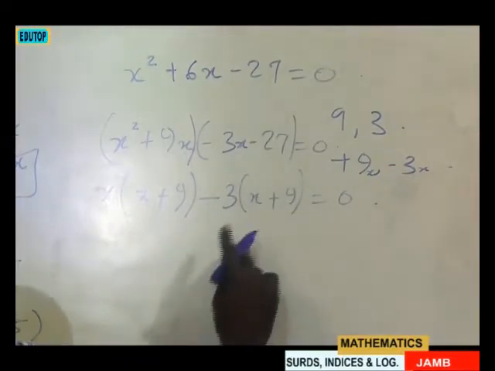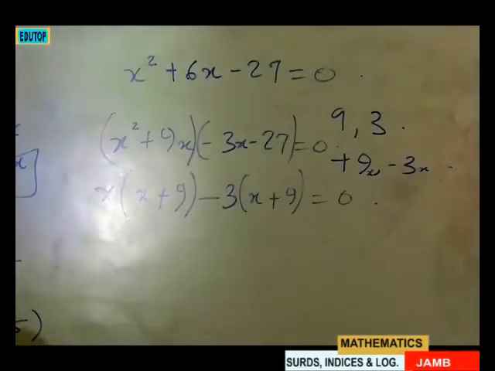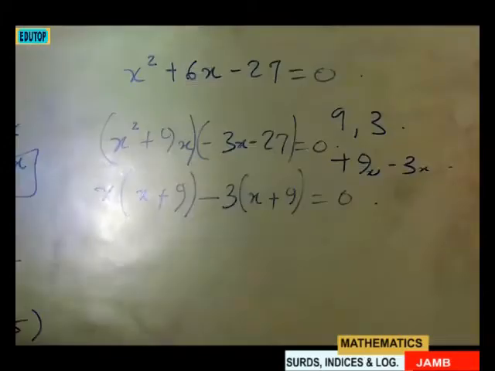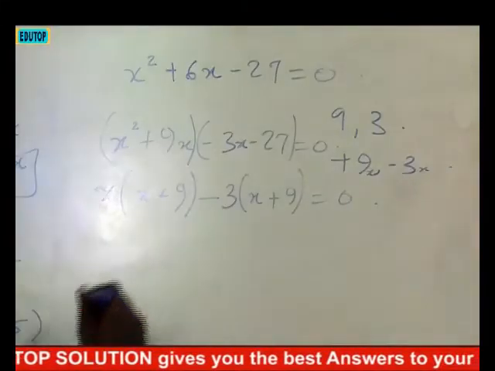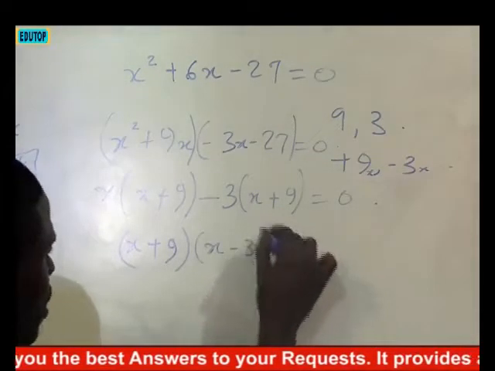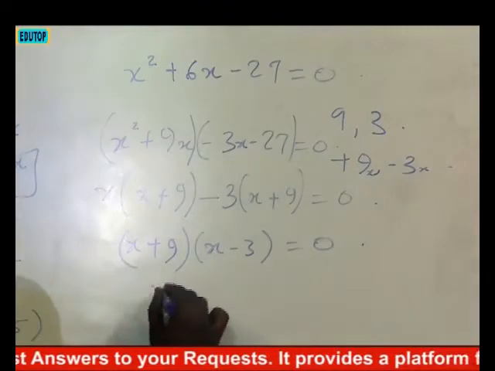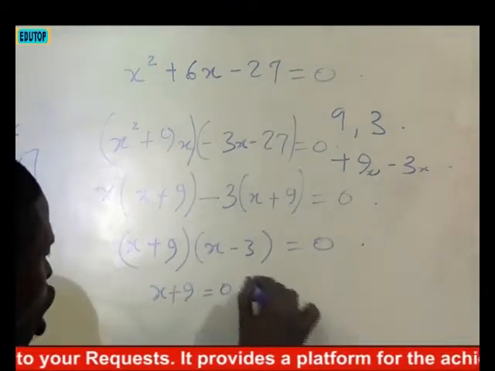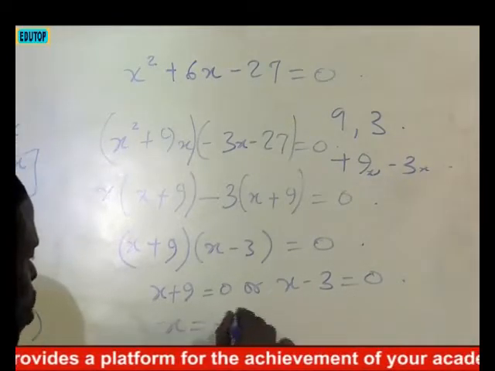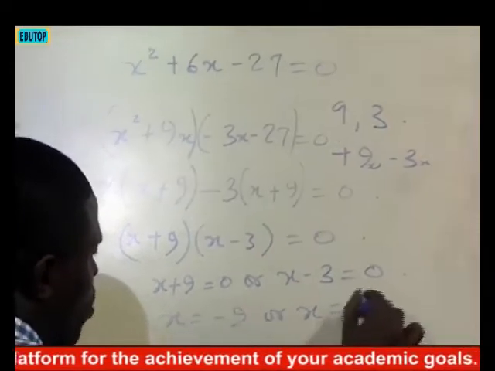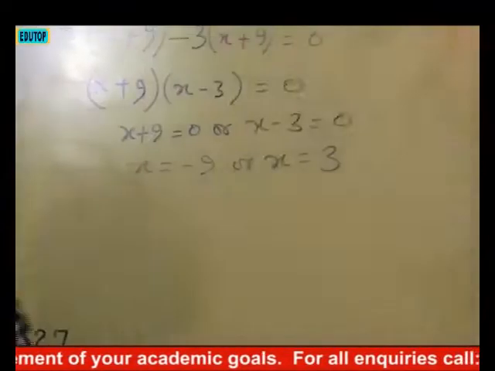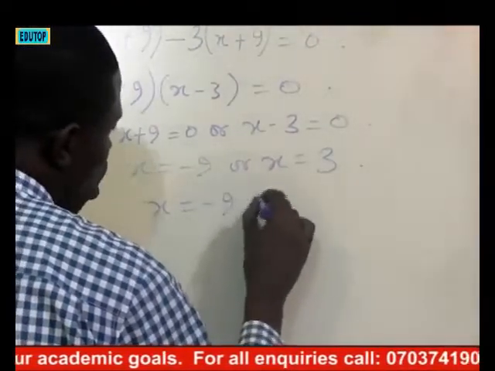So you must expand in such a way, or you must factorize in such a way, that the content of the bracket is not affected, so that the fundamental principle of mathematics will not be what? Violated. So in that situation, I have x plus 9, then you have x minus 3 equals to 0. So I have x plus 9 equals to 0, or x minus 3 equals to 0. So x is definitely going to be equals to minus 9, or x is definitely going to be what? 3. So in this situation, my answers are x equals to minus 9 or 3.